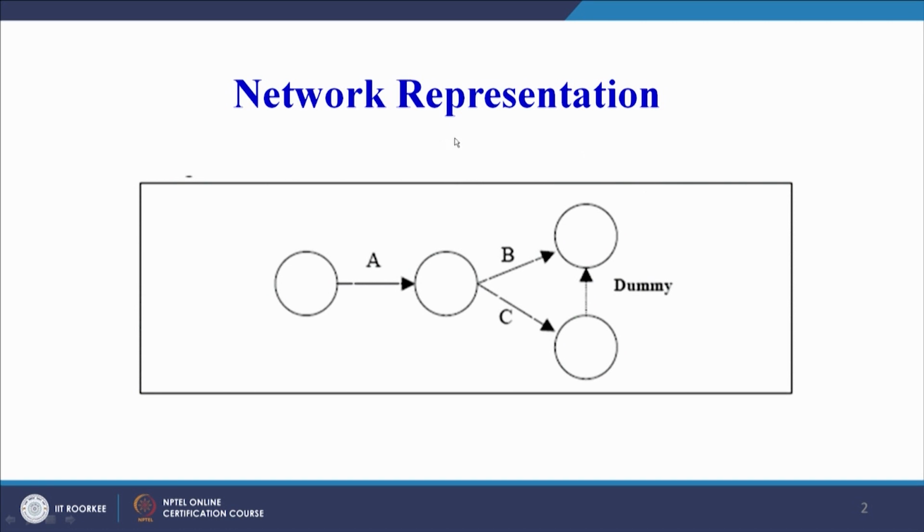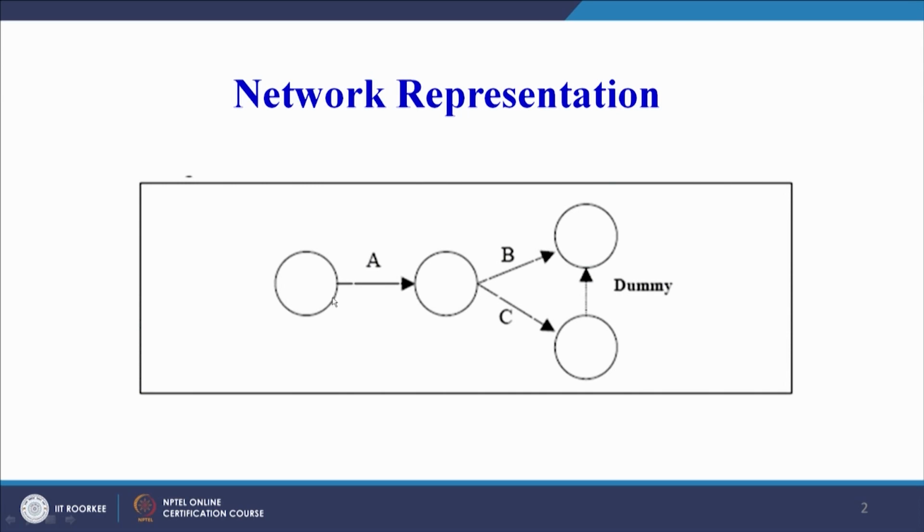We will try to understand why a dummy activity is used and what basically a dummy activity is. This is the representation of the project network, and we will be focusing on these types of networks in our discussion on CPM as well as on PERT. It is very important that all learners acquaint themselves with the basic terminology of nodes and activities.